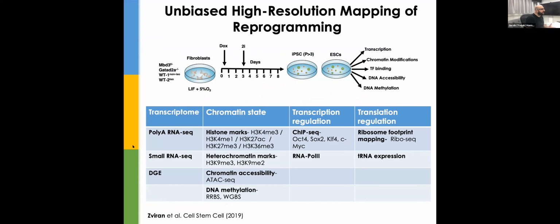What we did is we took these Gatad2a null cells, in what we called the Hanukkah project, from day 0 to day 8. Every 24 hours, we harvested the cells and subjected them to a lot of omics-based approaches: RNA expression, chromatin marks, ATAC-seq, and DNA methylation. And we were really able to learn a lot about the correct sequence of transcriptional activation that is needed to make adequate iPS cells.